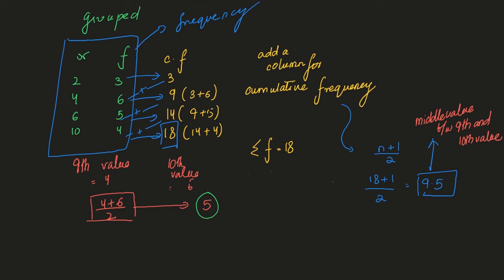Next thing you're going to do is see the frequency. The frequency here is 18, right? Since frequency is basically the number of items, you can also say that this is n, because in this formula n is basically referring to the total frequency. So 18 plus 1 upon 2 gives you 9.5.